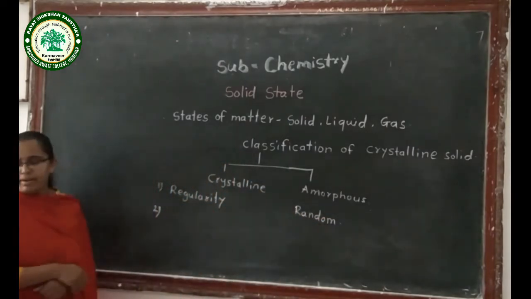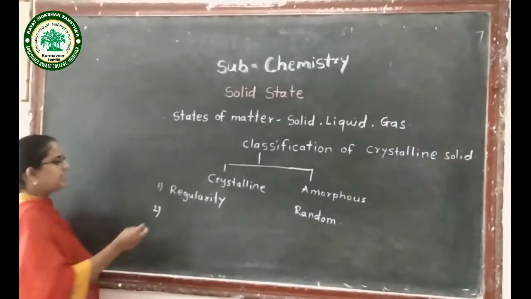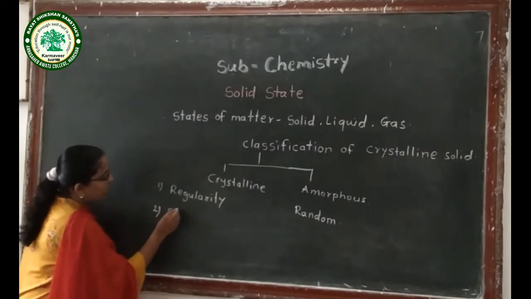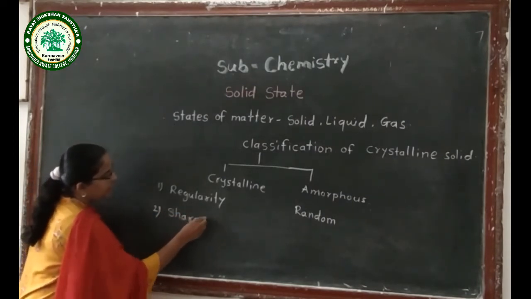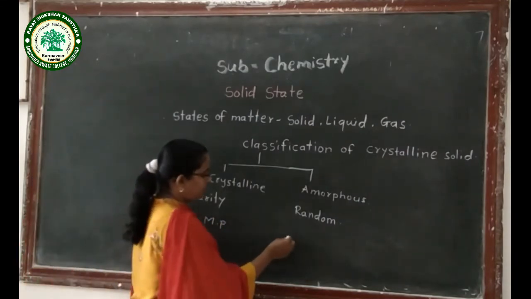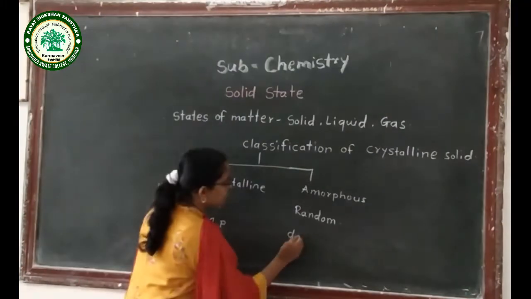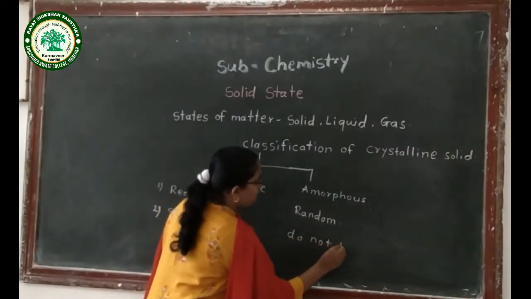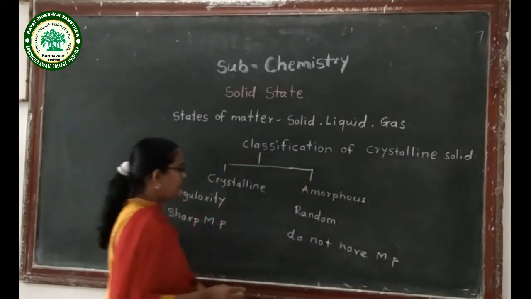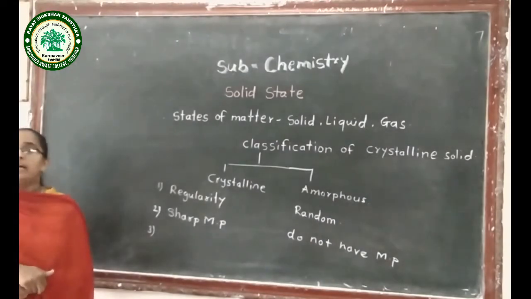Next is the melting point. What is the melting point of crystalline solid? Crystalline solids have a particular or sharp melting point. Amorphous solids do not have a particular melting point. Next is anisotropy and isotropy.